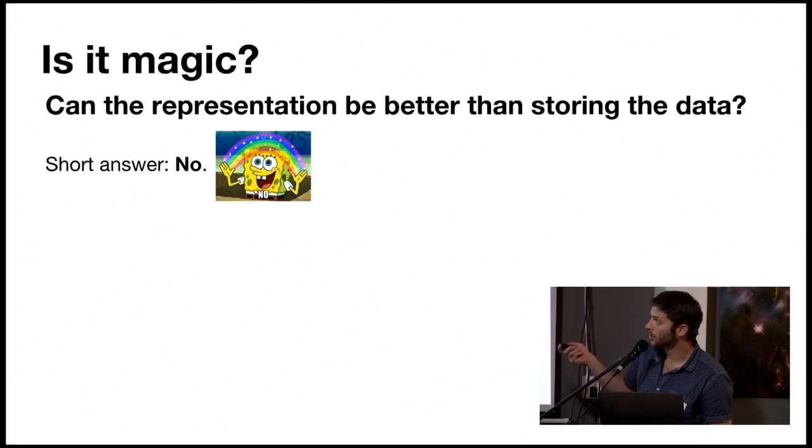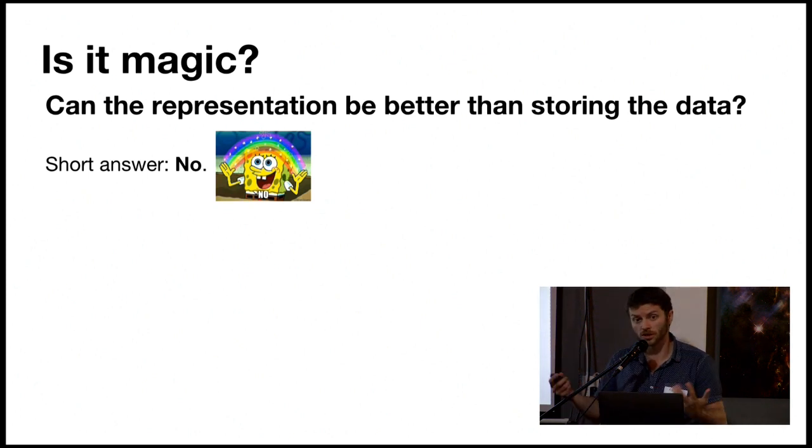And so here's the question: can the representation be better than storing the data? Can there be ex nihilo emergence, singularity, killer robots, Terminator, wow? Can something magical emerge beyond what you have seen in the data? And the answer is no. SpongeBob says so: no, okay? I feel you're not completely satisfied with that answer. You're a good scientist.